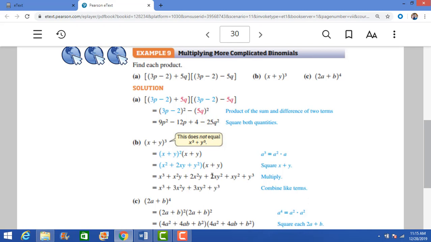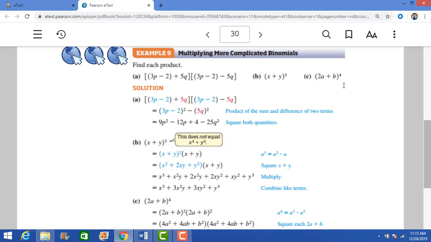And so then now we simplify this by looking for like terms. Okay, so we get x²y, and we get another x²y, so we can combine these two. And then we get xy² and another xy², so we can combine these two terms, and we get this. So we're done.